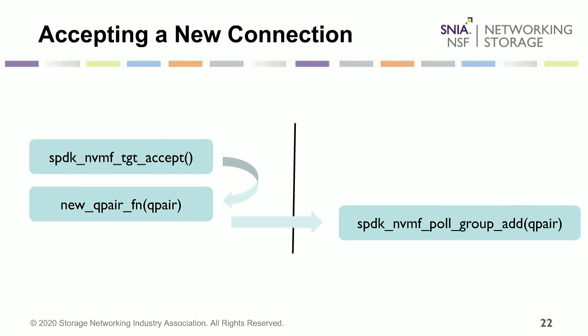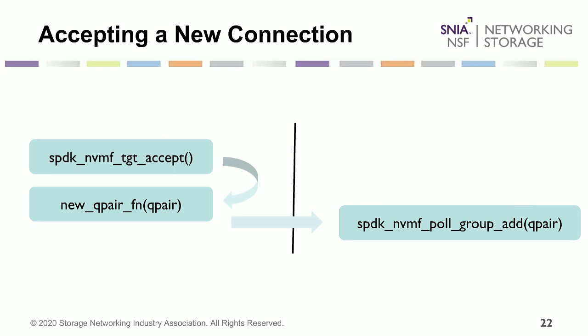So to accept a new connection, at the beginning of time for this target, the administrator sets up a set of addresses on which it should be listening. This is an actual call to listen for the socket layer. There's equivalent things in RDMA and Fiber Channel. And so the target is listening globally.